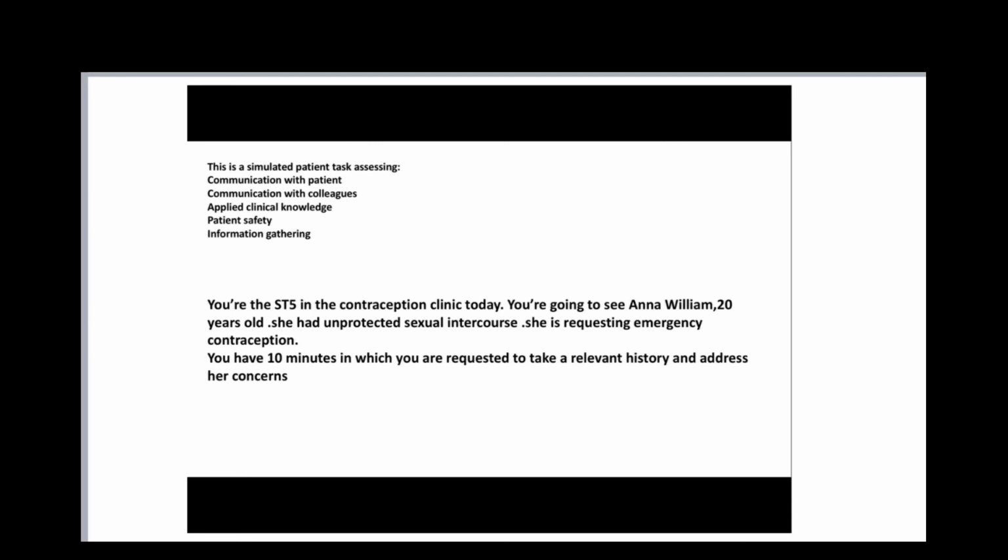The third option is Ellaone. Actually, it's an oral medication also. Its action also is to prevent ovulation, and it's effective within 5 days from the unprotected intercourse, but it is contraindicated with severe asthma or enzyme inducers. Okay.